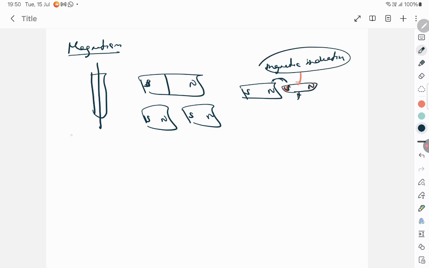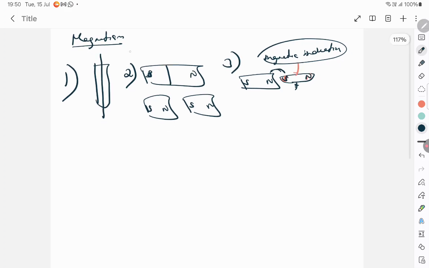So what are the 3 points? The first point is, when freely suspended, it comes to rest in the north-south direction. When cut into pieces, it exhibits polarity. And the third point is, magnetic induction precedes attraction. These are the properties of a magnet. The second one is the properties of magnetic field lines.